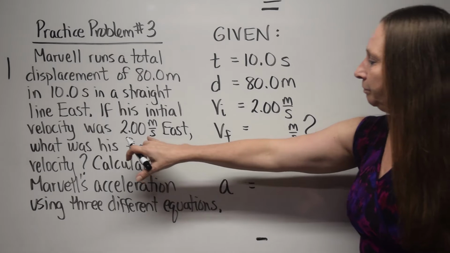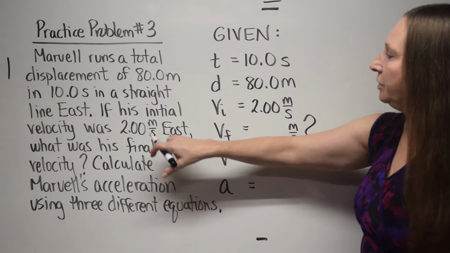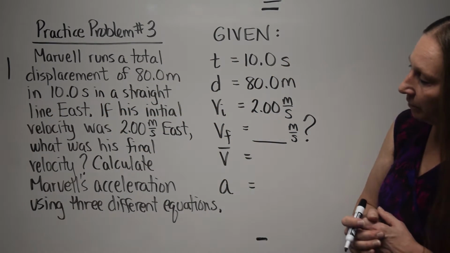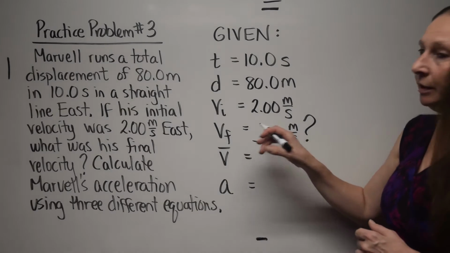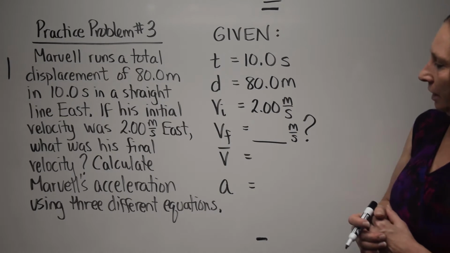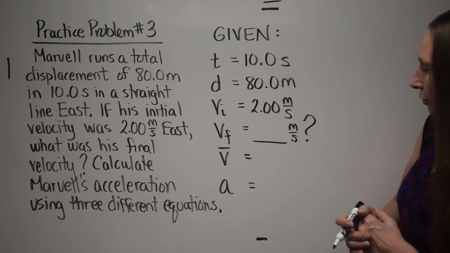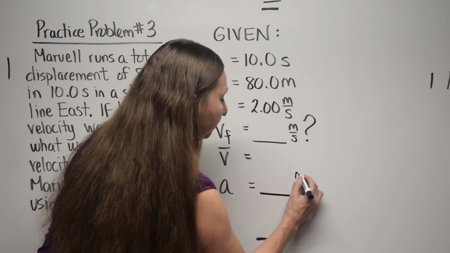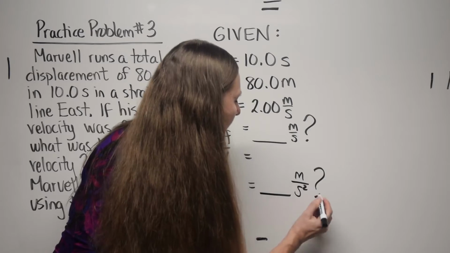His initial velocity was 2 meters per second east. He covered 80 meters in 10 seconds. He's probably accelerating, so V final is probably going to be higher. We'll figure it out. Now, calculate Marvell's acceleration using 3 different equations. Wow, okay, so they want us to do it 3 times just to practice using all the different equations. No big deal. All right, so we've got that.